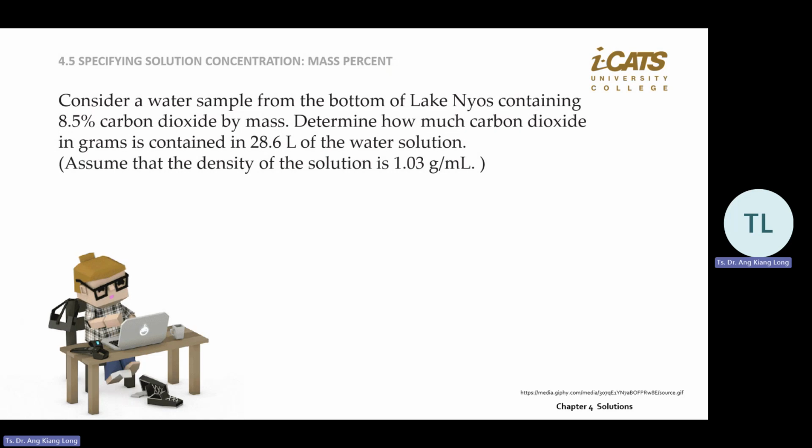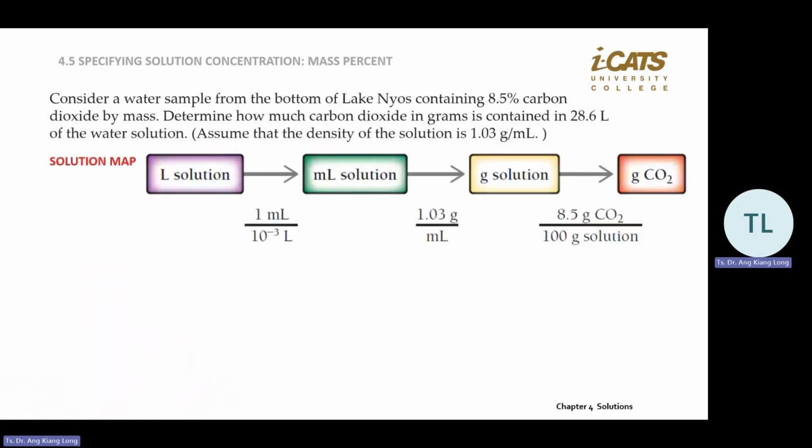Okay, now the question asks, the information gives you 8.5% of carbon dioxide by mass. So you write this statement out and then write the general equation. What does percentage of mass mean? You write the general equation, then you convert into the useful information you have.